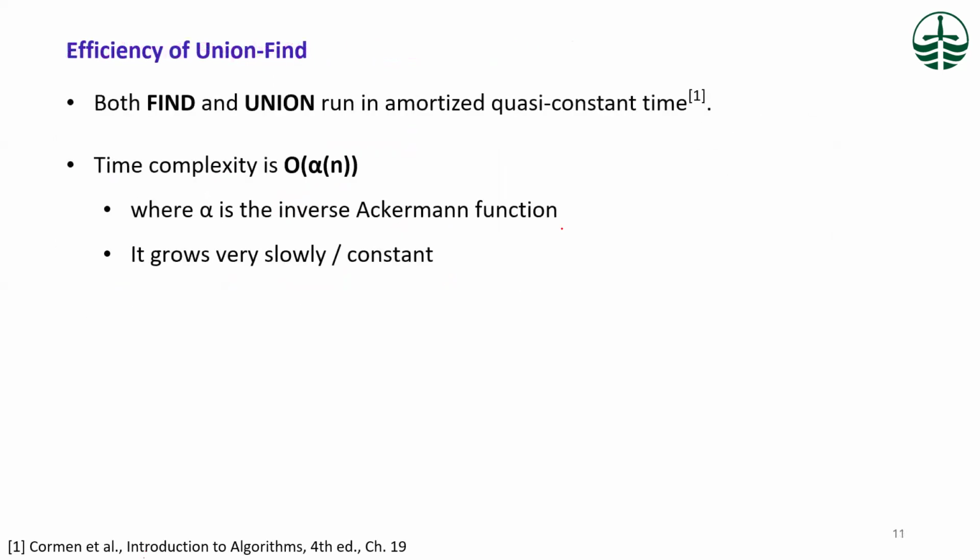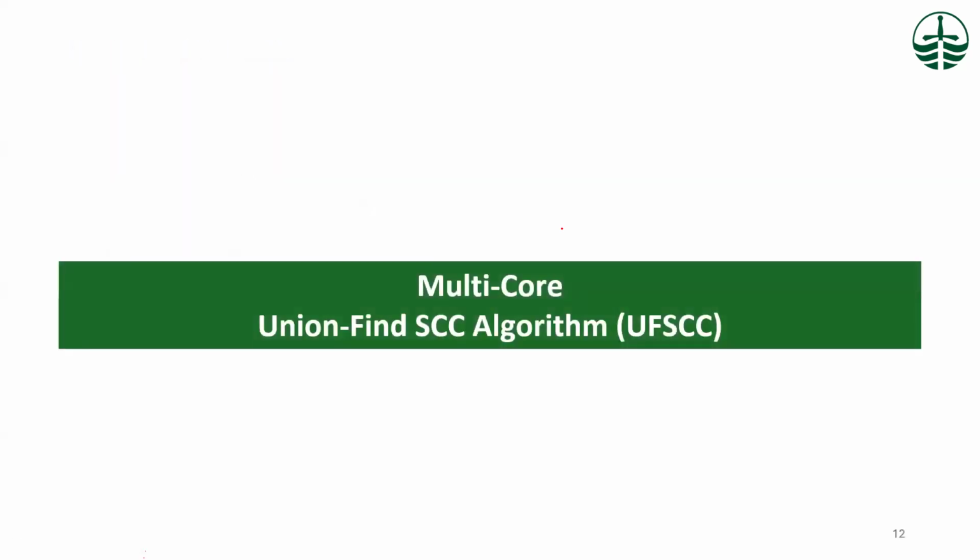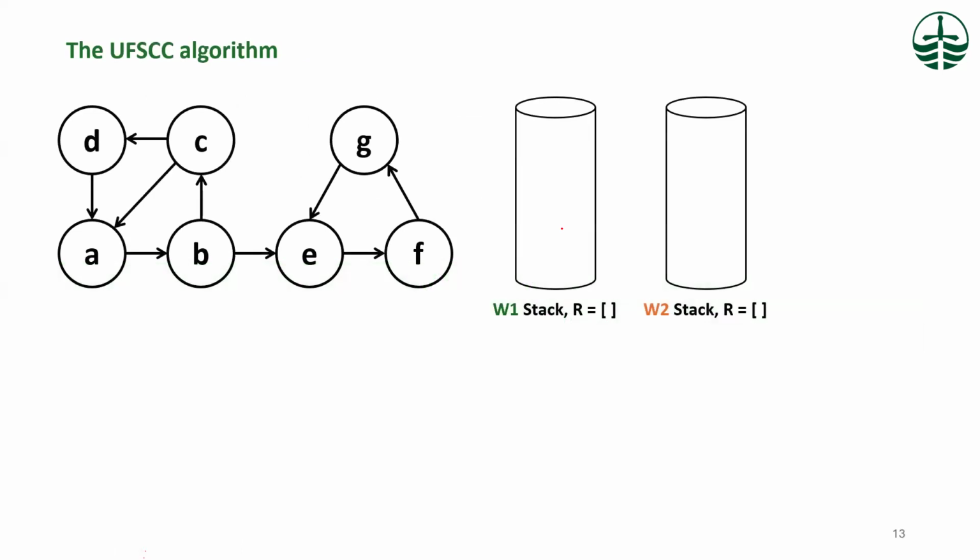Now, this is the time complexity that I already talked about in the last slide when I was answering the question. The time complexity here is the inverse Ackermann function, alpha n. We can learn more about this from the textbook that I have referenced in the corner of the slide. Now let's take a look at the core topic of the union find SCC algorithm.